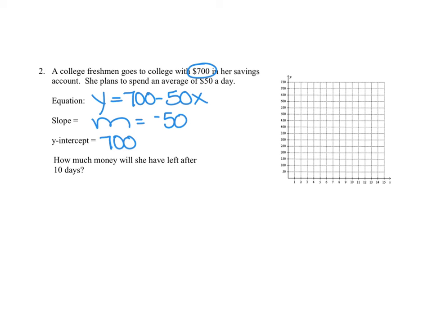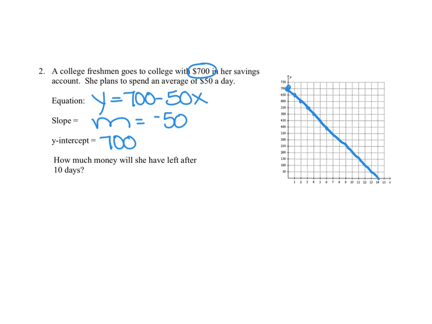So let's go ahead and let's graph this. Again, where are we starting? We're starting at 700, and then we're going to go down $50 every day. So we're going to go down 50 over 1, down 50 over 1, and so forth. And so then you're going to have this line that comes like this. And so how much money will be left after 10 days?